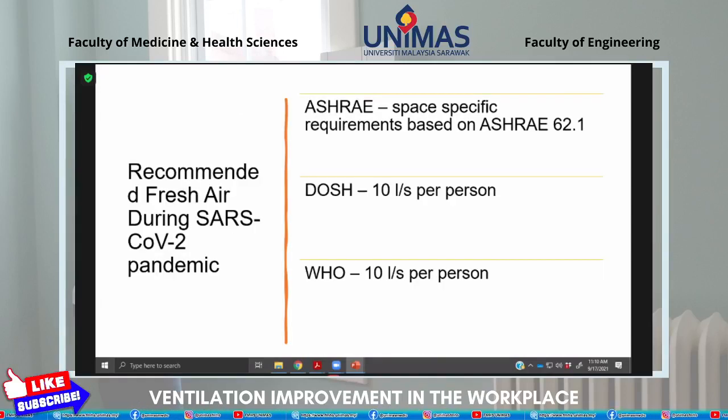Okay, what is the recommended fresh air during this SARS-CoV-2 pandemic, or the COVID-19 pandemic? The ASHRAE recommendation doesn't really specify how much in terms of liters per second per person, but it recommends that, if we are talking about ventilation, you still follow whatever is specified in ASHRAE 62.1. But DOSH recommends 10 liters per second, and also CDC, WHO, and other authorities recommend 10 liters per second per person. So how do we get this 10 liters per second per person?